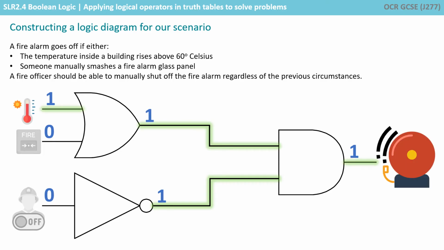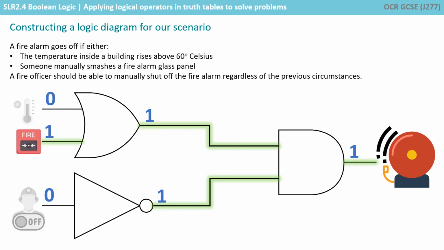So now we see the situation where the temperature has risen above 60 degrees Celsius. So we've now got a 1 or a positive input to our OR gate. We only need one input for an OR gate to be true, and the output is true. So now we have a 1 coming out of an OR gate, a 1 coming out of the NOT gate. This means the AND gate at the end is receiving two 1s, and therefore outputs 1, and the fire alarm goes off.